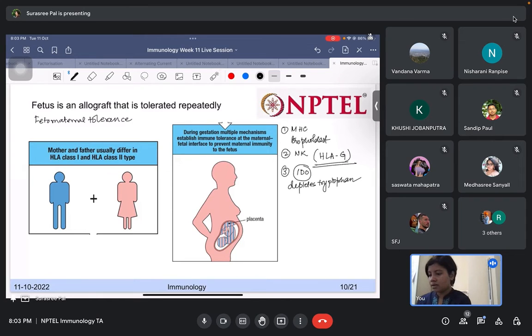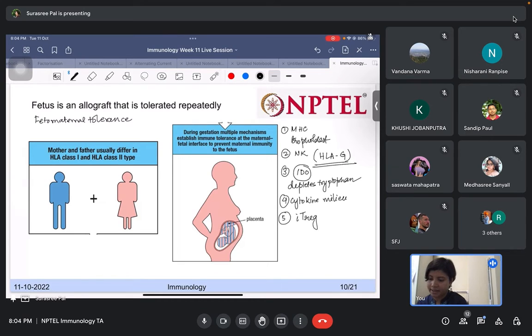Next, coming to the cytokine milieu. The cytokine milieu at this interface of the mother's tissue with the fetal tissue also contributes to fetal tolerance. How? The uterine epithelium as well as the trophoblast, so the mother's tissue as well as the fetal tissue, secrete anti-inflammatory cytokines, which are TGF-beta and IL-10. This combination of cytokines suppresses the development of effector T cells and favors the development of iTreg cells, which is the fifth point.